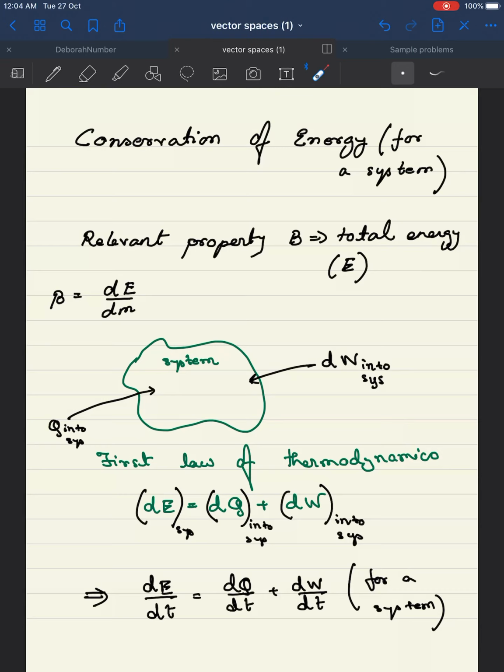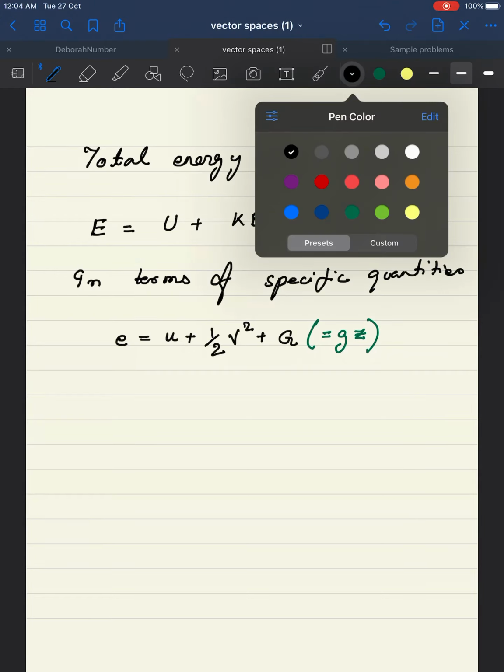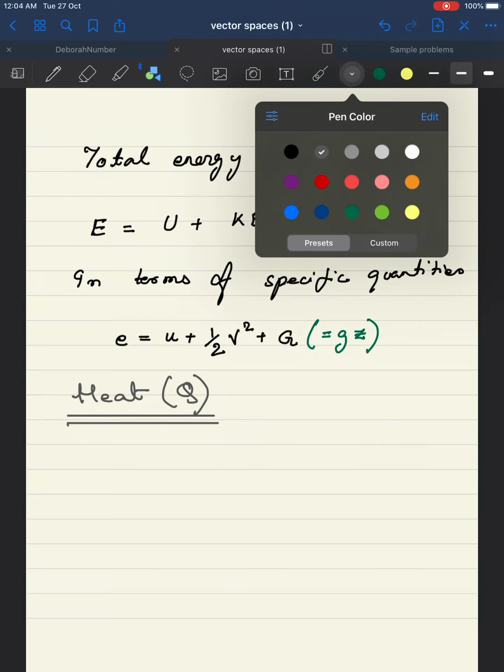So now, before we go on to using the Reynolds transport theorem, we should have a small discussion about this dQ term and the dW term, right? Because some of you may or may not be familiar with it, so I think it's appropriate to discuss that. Okay, so let's discuss heat Q.